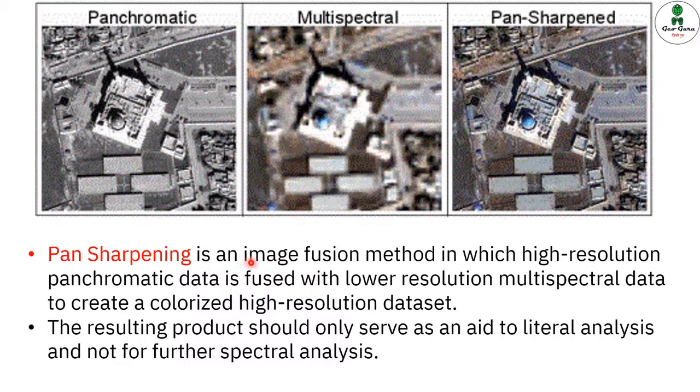Pan sharpening is an image fusion method in which high resolution panchromatic data is fused with lower resolution multispectral data to create a colorized high resolution data set. Suppose in an image we have a panchromatic data set with a high spatial resolution and other multispectral bands like NIR, red and green with a lower spatial resolution, then we can fuse these two products in order to create high resolution multispectral data sets.